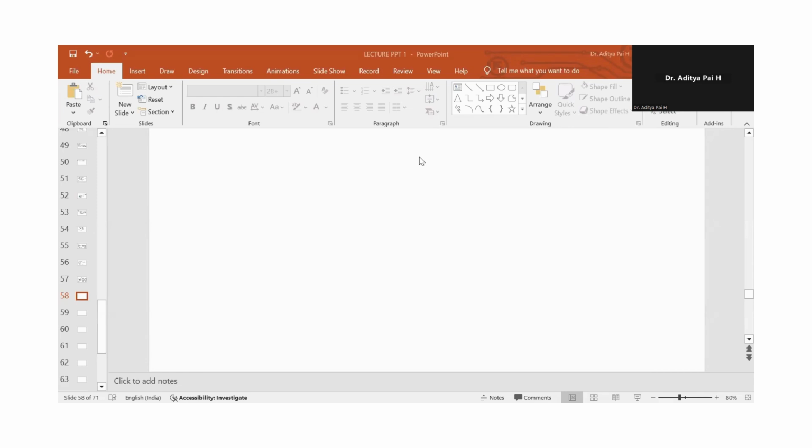Okay, so now we'll be seeing about the backpropagation algorithm. Before moving to the backpropagation algorithm, I would like to explain the derivative part, so how the mathematics works in this case. For that you need to know the chain rule.